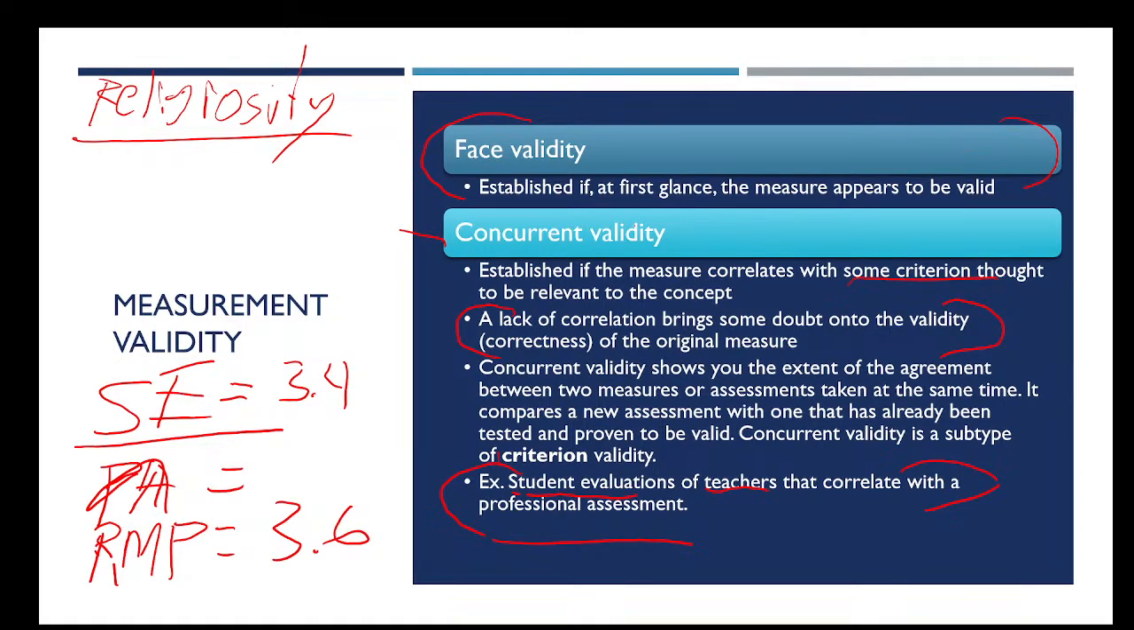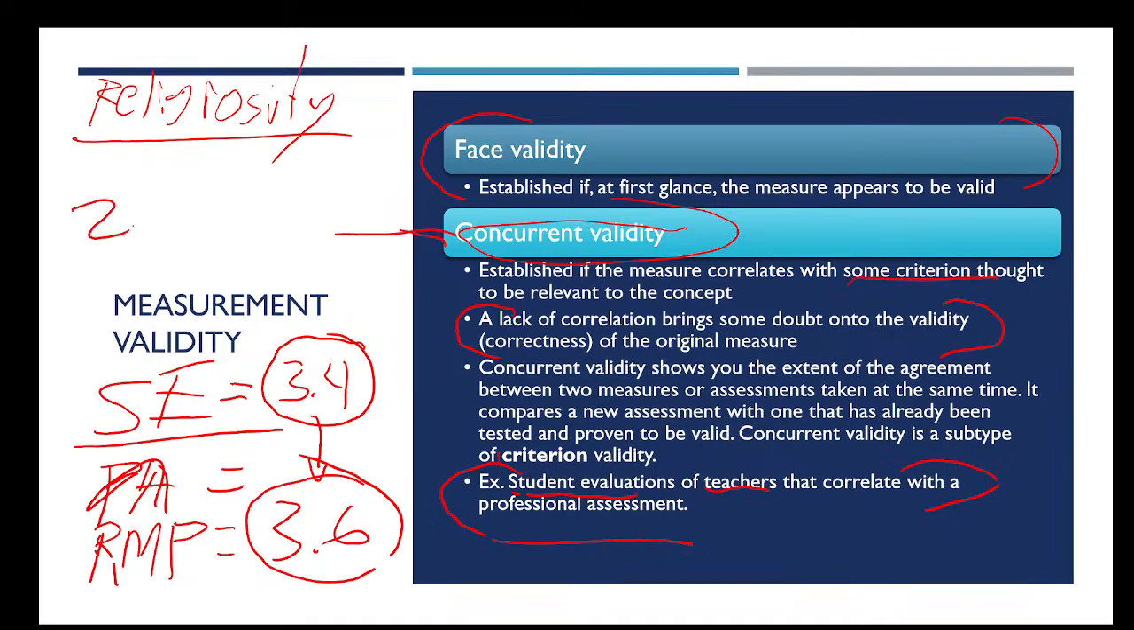Okay, so let's say we think that Rate My Prof is a good measure of the teaching ability of Professor I Don't Know Who. Basically, if this one and this one are correlated, they sort of match, then we can say that we have concurrent validity because we have two different things. And with concurrent validity, think of two or more things measured that come to roughly similar conclusions, right?